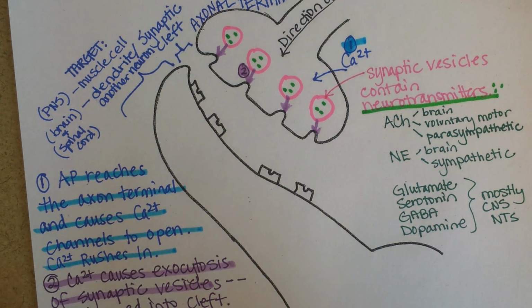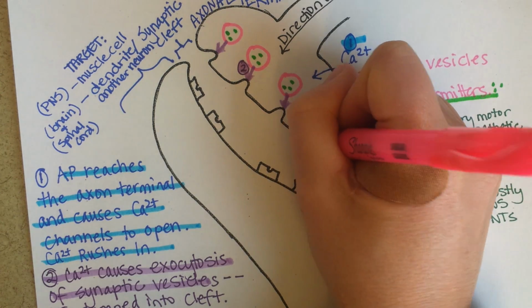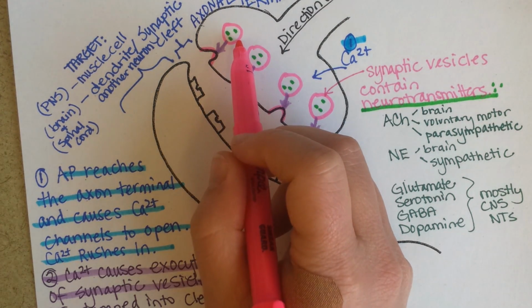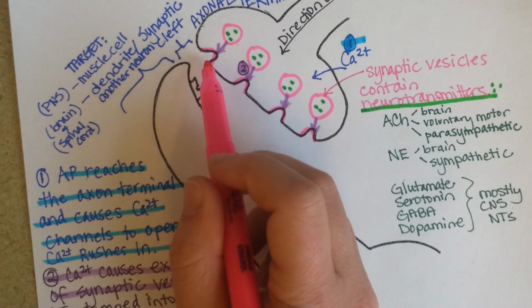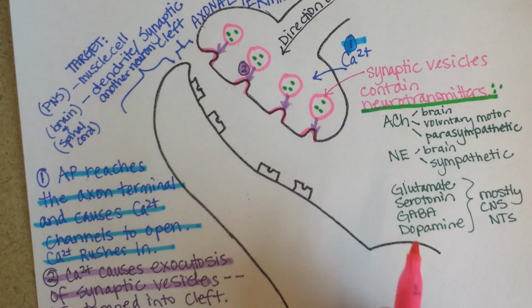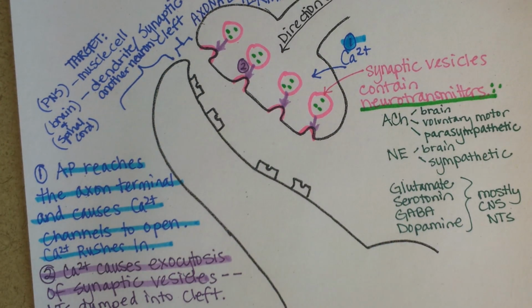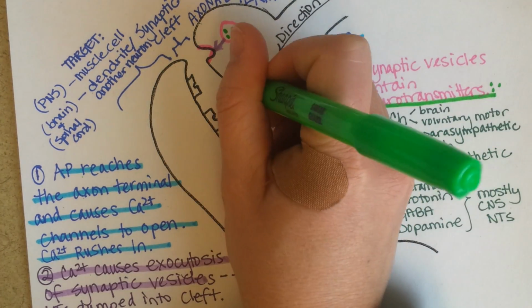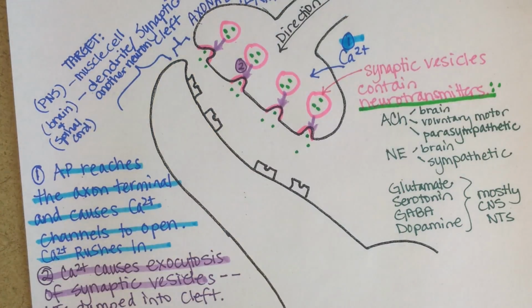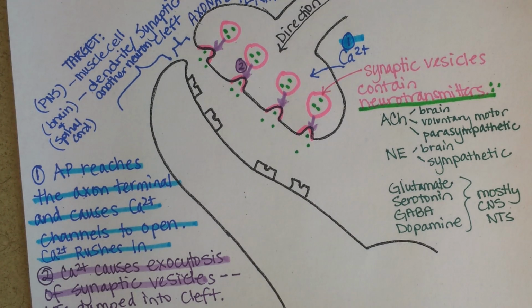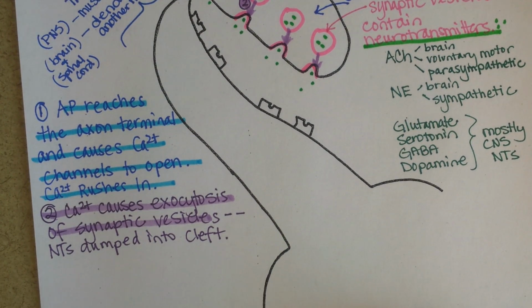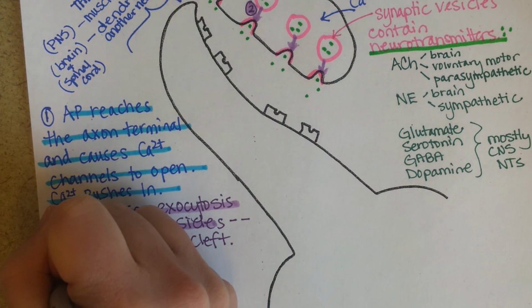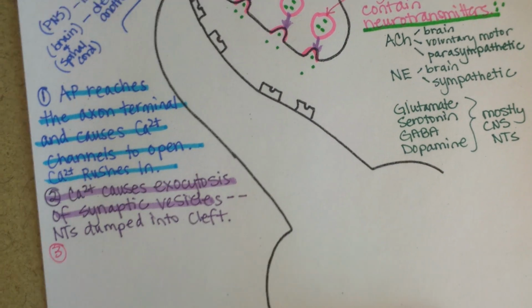And then use your pink highlighter to show that merging. Exocytosis means that these lipid sacs, they're made of phospholipids, merge with the phospholipid membrane and allow the neurotransmitters to get dumped out. And then that brings us right to step number 3. The neurotransmitters, I'm going to use a pink pen for step number 3.